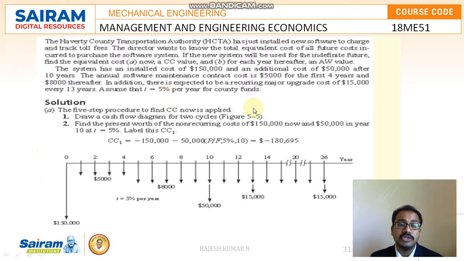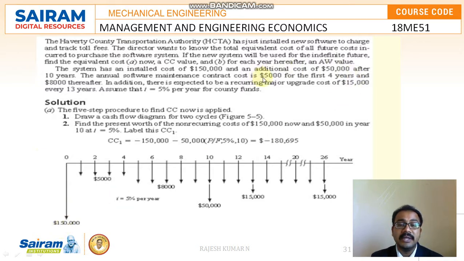So the 5-step procedure to find the capital cost is now applied. Step number one, we need to draw a cash flow diagram for the two cycles. In this sketch we can see the cash flow diagram for the two cycles. First, the installed cost is $150,000. Since it is an investment, in the cash flow diagram we show it in the downward direction. We can see that.